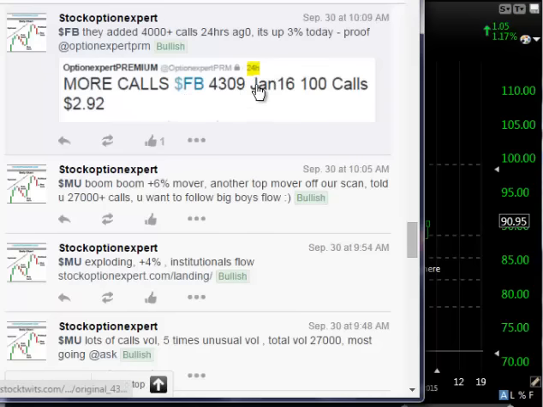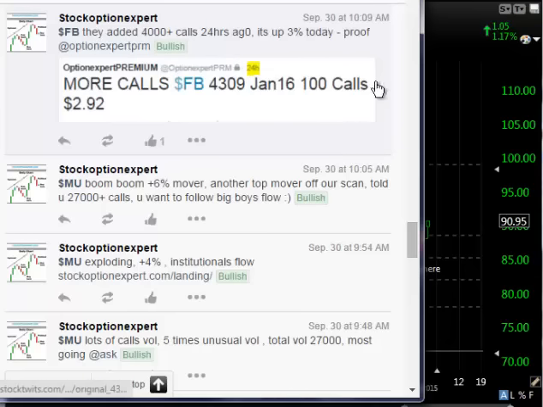All our alerts go to our premium members first. This is when we said one member took a bet that Facebook can hit 100 by January 16. It can go to 100. So this is when we started. This was on the 30th, and we had this post on the 29th for our premium members. This was from 24 hours before. Look at what happened: 4,000 calls added.